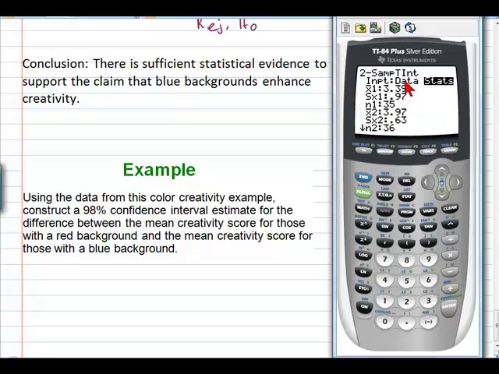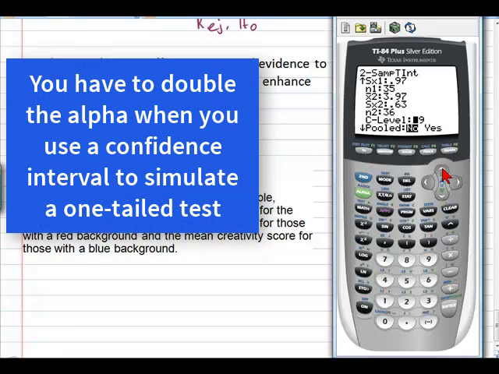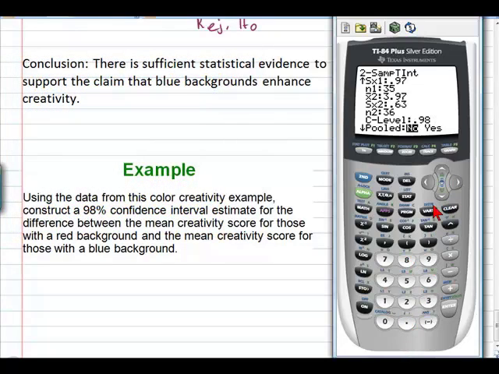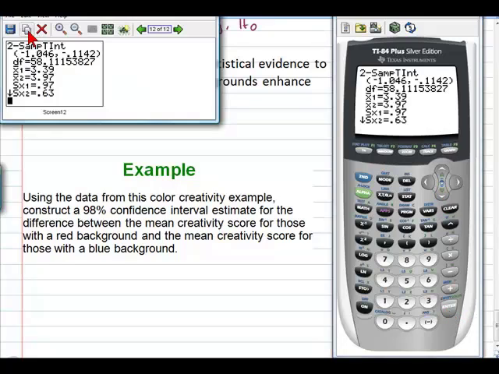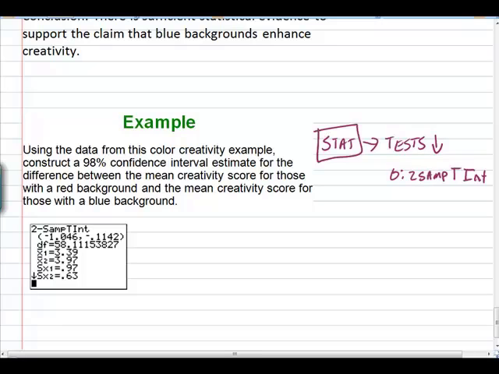We have the summary statistics. They're still there. They've not changed from what I just typed in. So our confidence level, though, is going to be 0.98 because we were asked to do a 98% confidence level. And now we calculate the results, and this is our output. So we go to stat, go over to tests, and then we're going to go down to 0, 2-sample t interval. And this is what we end up with.